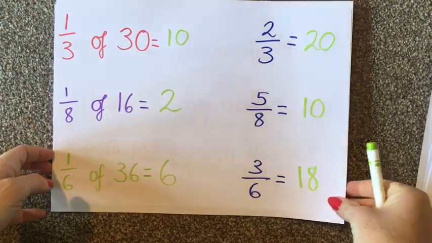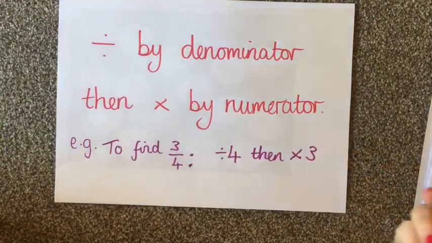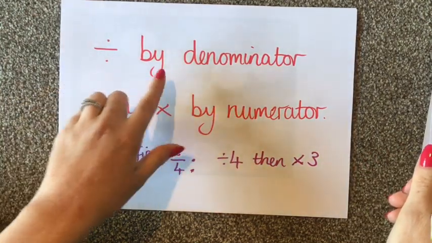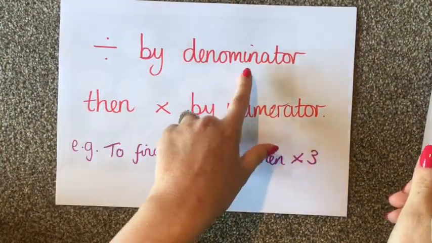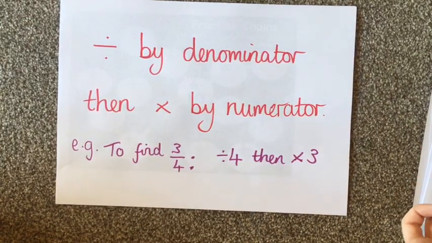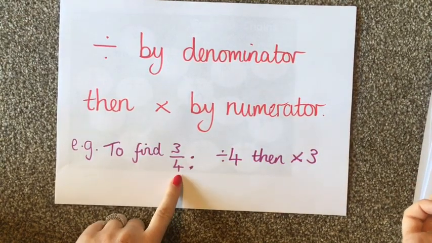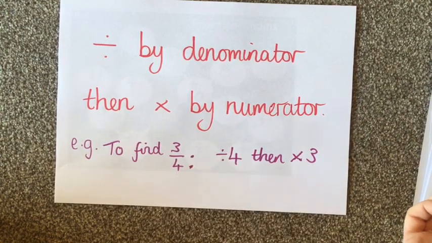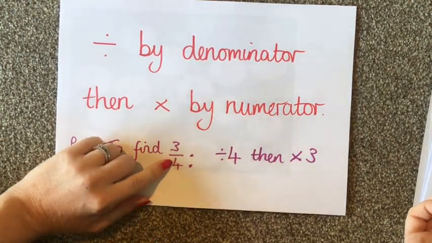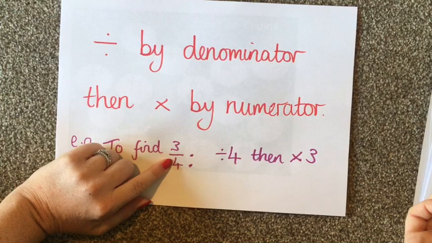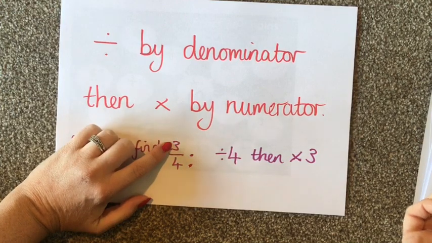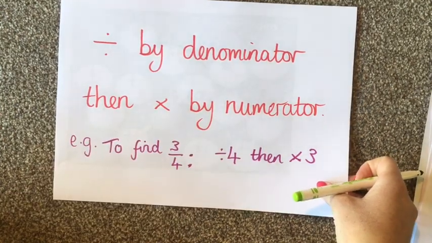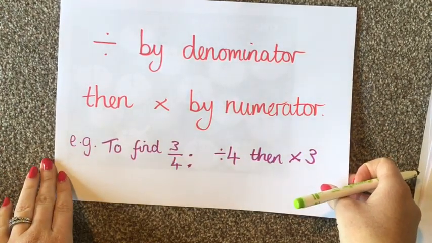It's just a case of remembering our key rule: to find a fraction of an amount, we divide by the denominator, and then times by the numerator. So to find 3/4 of a number, I would divide it by 4, then times that answer by 3, because I'm seeing how many pieces I've split it into, which is 4, my denominator, and how many of those pieces I have, which is 3. So that is the rule you need to remember when doing questions like this.